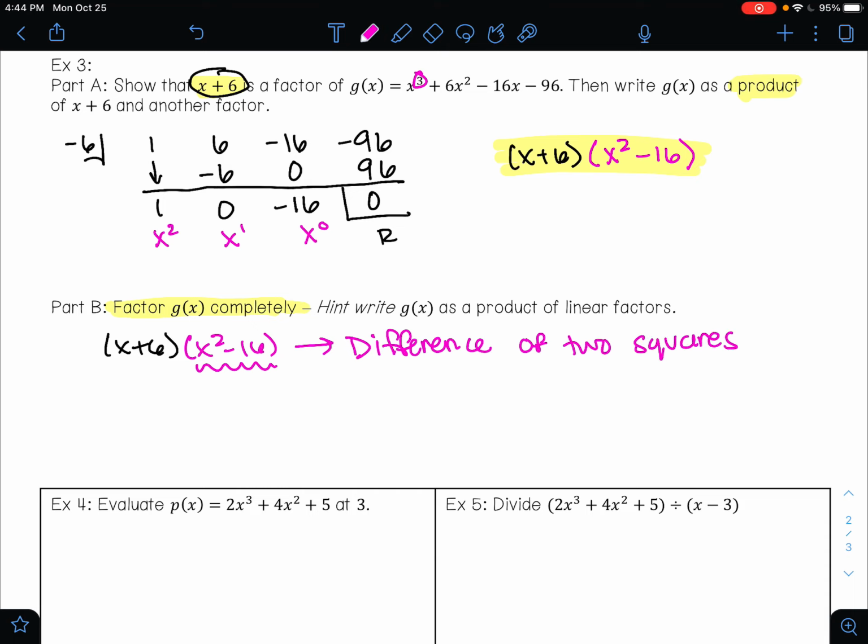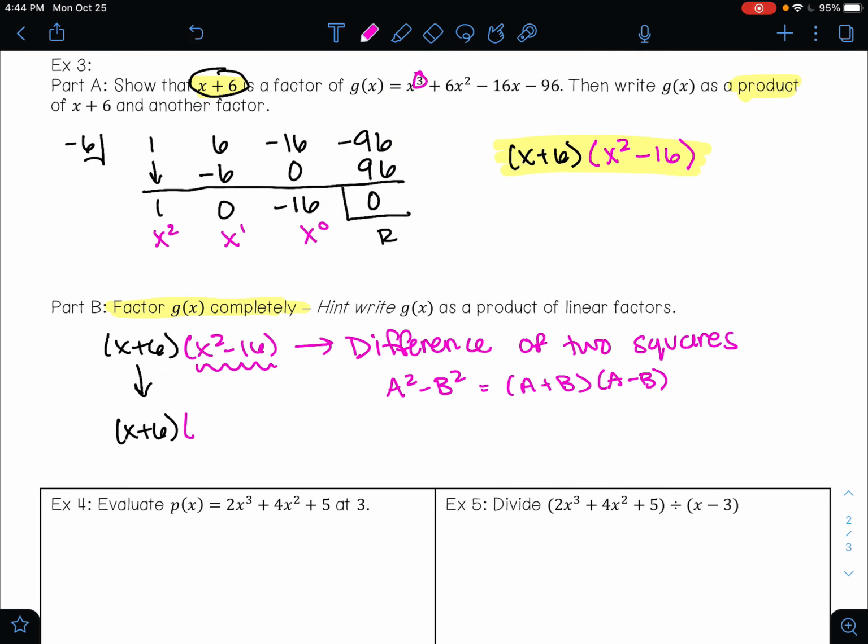We learned how to factor a difference of two squares. You could either use the area model, or you can recall that if you have a difference of two squares, you factor it like this. So if I have a squared minus b squared, then the factors are a plus b times a minus b. So I'm going to bring down my factor of x plus 6.